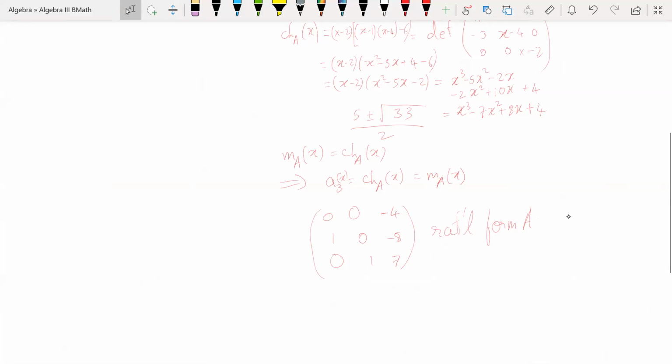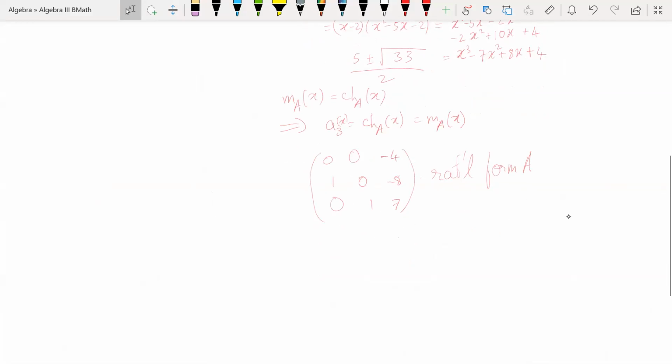If someone gives you a matrix which looks like a rational form, you can just write down its characteristic and minimal polynomial. In fact, you can write down all the invariant factors as well. And what about the Jordan form of this matrix?